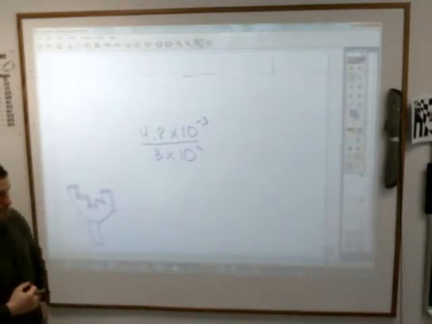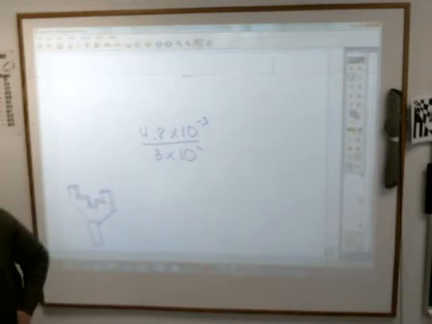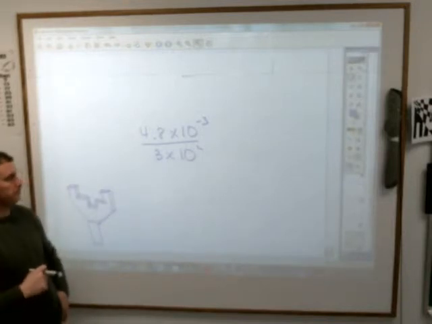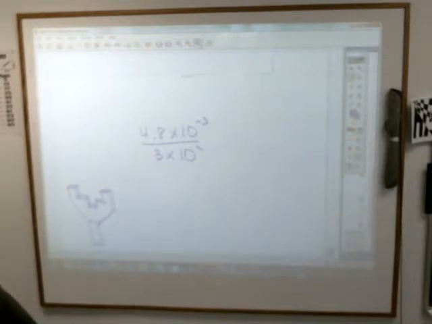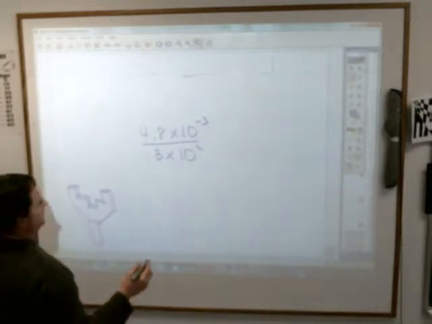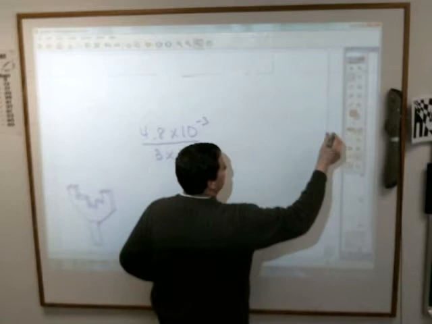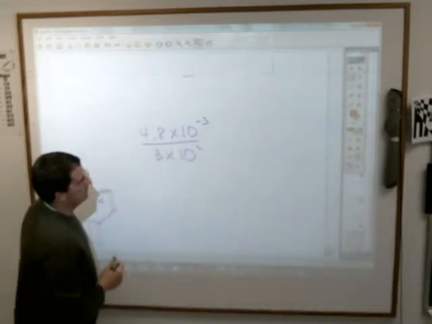An answer? Everybody a chance to try here. Not hard, just confusing. Morgan Richards, what do you got? 1.6 times 10 to the negative fifth power.